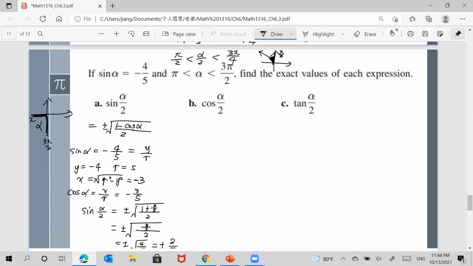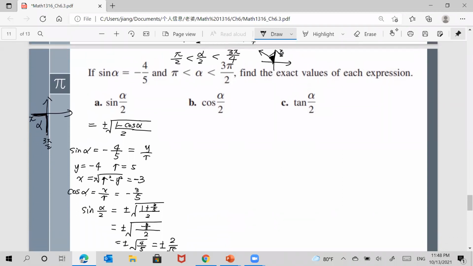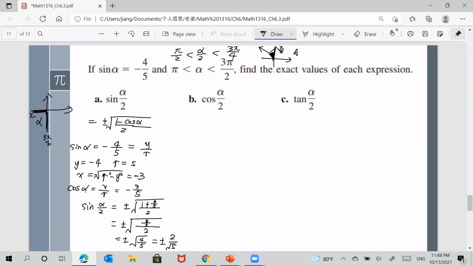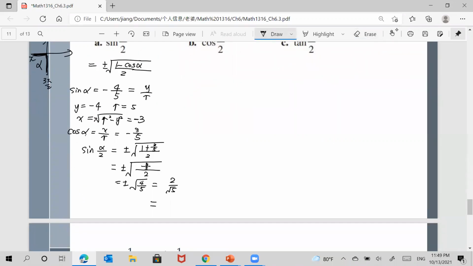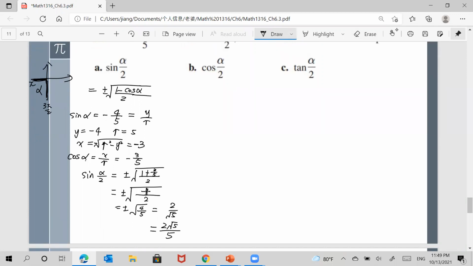For the sine in the second quadrant, is it positive or negative? A, S, T, C. Sine is positive. So this is positive. And then rationalize this expression. This one equals 2 square root of 5 over 5. Okay, this is the way we find the sine alpha over 2. And how about the next term? Next term is cosine alpha over 2.